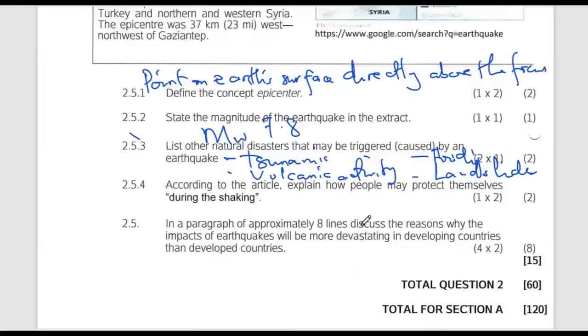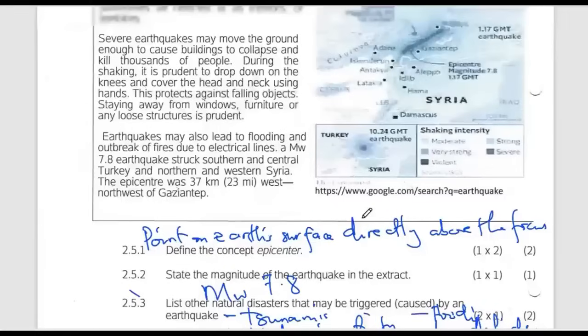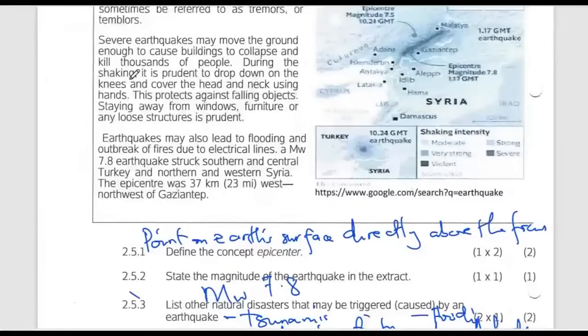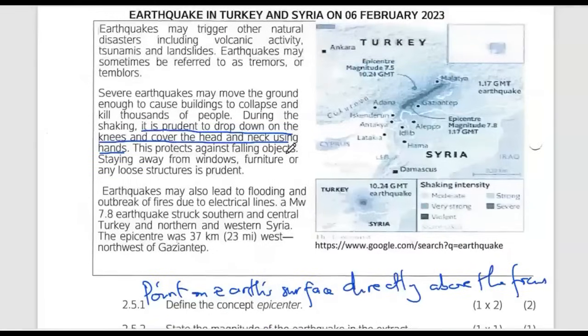According to the article, explain how people may protect themselves during the shaking. According to the extract, we are looking at the extract here. During shaking, it is prudent to drop down on the knees and cover the head and neck using hands. This is what is suggested. Then it also goes on to give us other measures that we can try to put in place to minimize the dangers associated with the shaking.